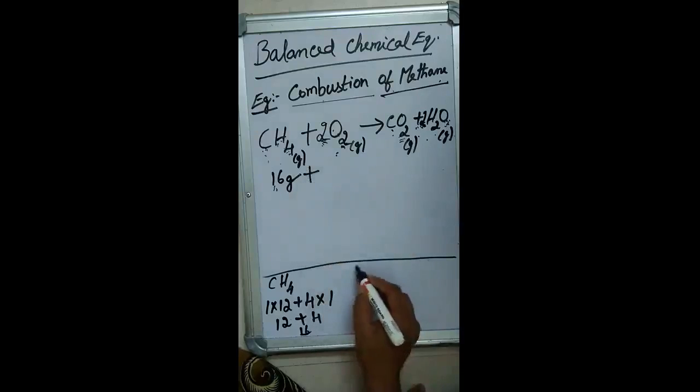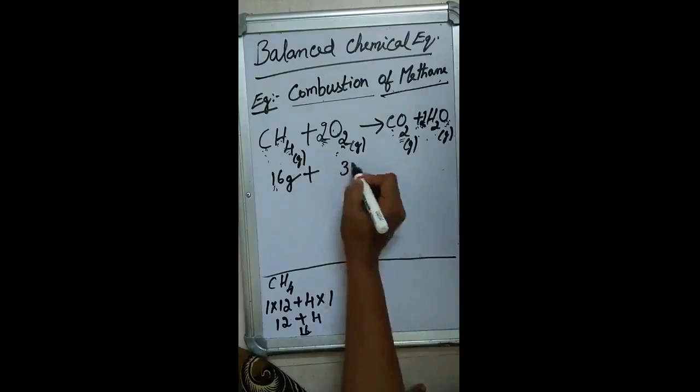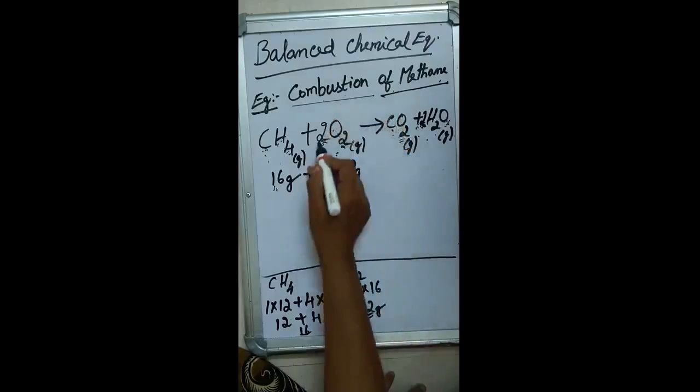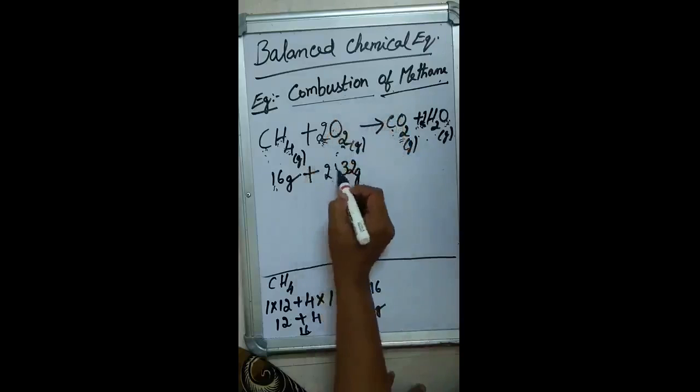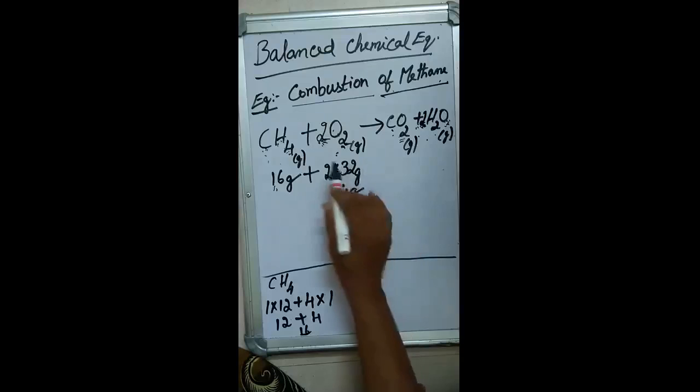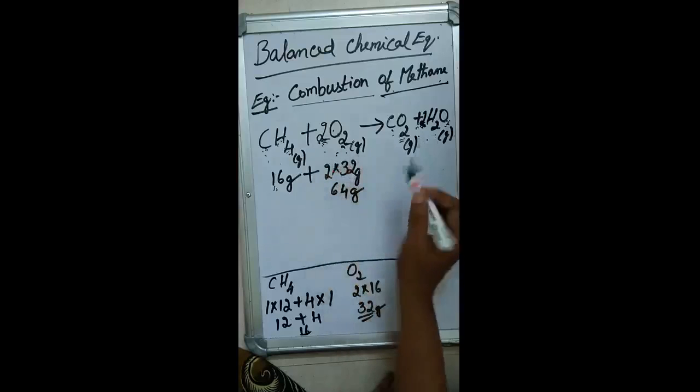Plus oxygen. What is the molecular mass? How many oxygen atoms are present? 2 oxygen atoms. What is the atomic mass? 16. So what is the answer you will get? 32 gram. So here I will write 32 gram. That is only for this oxygen. But 2 is there, no? This 2 I will write here. So what is the answer you will get? 2 2s are 4, 2 3s are 6, 64 gram. Okay, in this 64 gram is present.